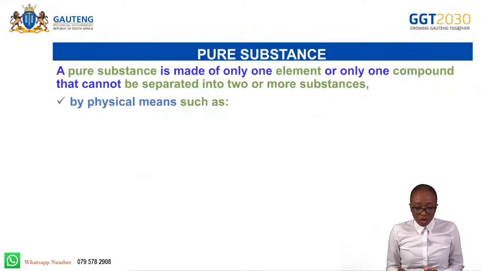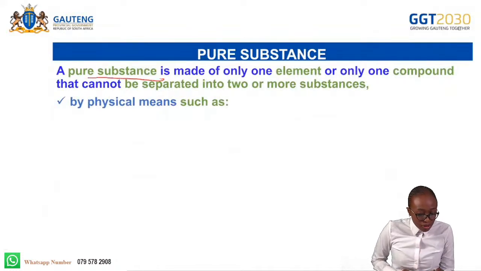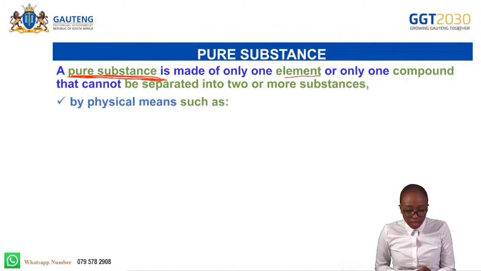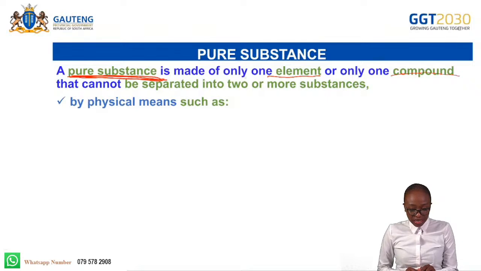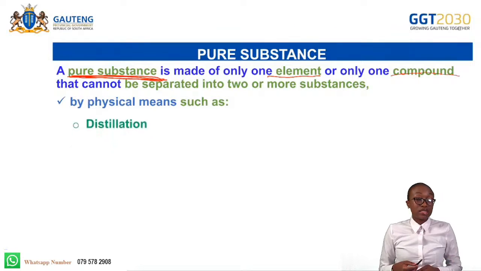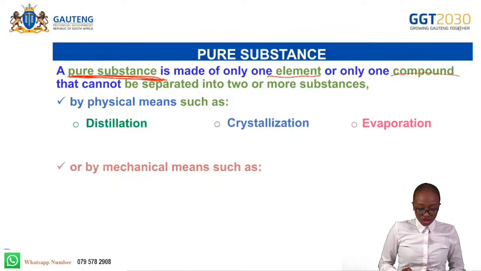All right, now let's go back to the terminology. A pure substance, let's define it again. A pure substance is made up only of one element or one compound that cannot be separated into two or more substances by physical means such as distillation. So you can't use distillation to separate a pure substance, or crystallization or evaporation.